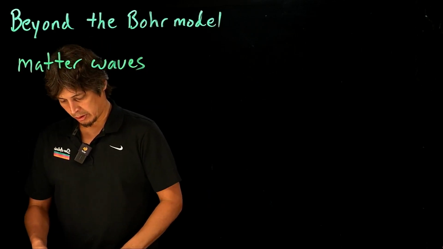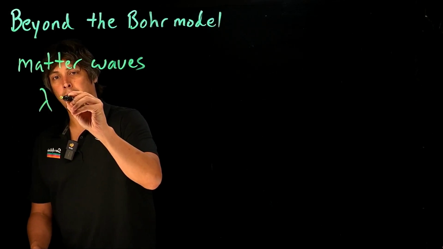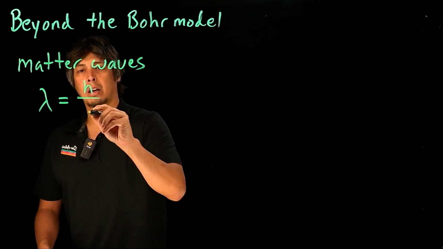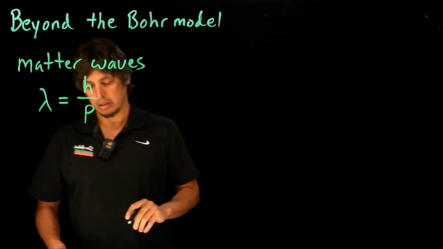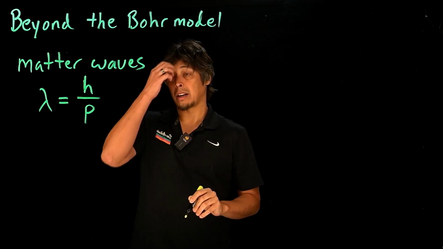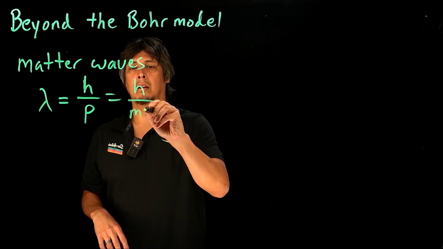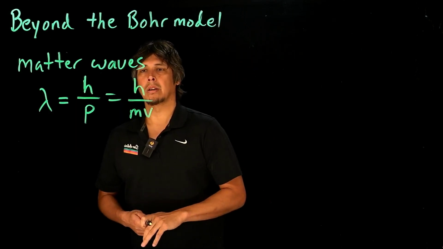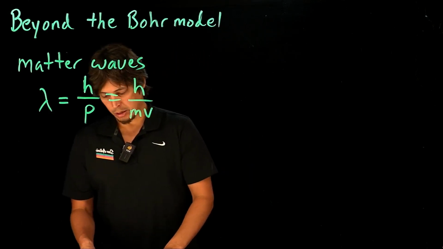And so this is described by the de Broglie equation, where the wavelength of the wave corresponding to some particle is described as the Planck's constant divided by the momentum. So if you remember from physics, that's how we define momentum. And so we can also write this equation as h over mv.